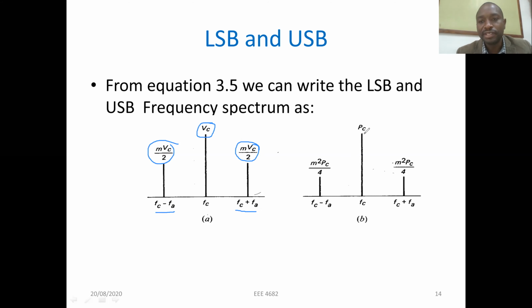In terms of power relation, you have the carrier power being equal to PC, and then you have the lower sideband power being equal to M squared PC over 4, and this is the same as the upper sideband power, which is M squared PC over 4.